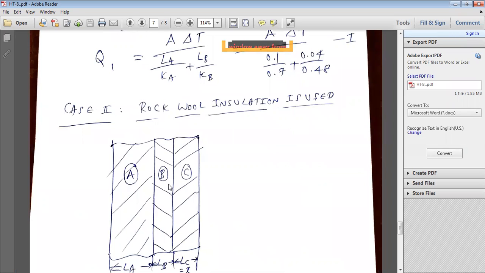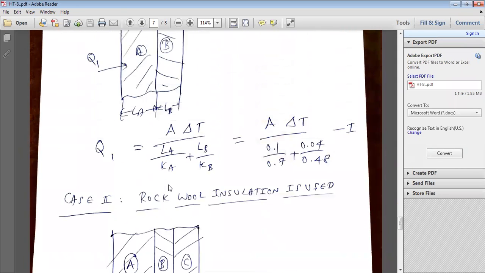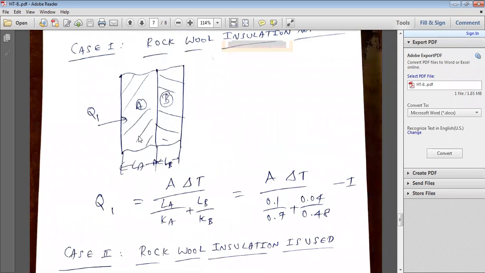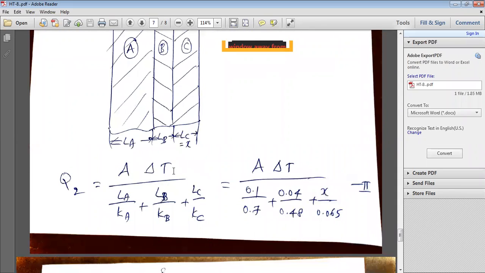These type of problems will be coming in the final exam. All of you practice a number of problems. If there are only two materials, how do we find Q1? You can calculate Q1 with the help of two materials. And if the third material is added, then Q2 can be calculated.